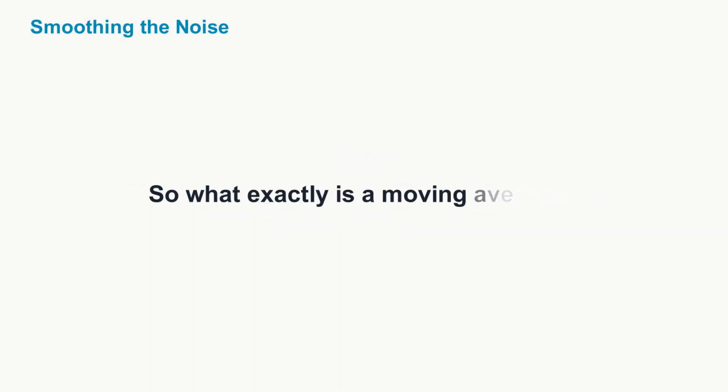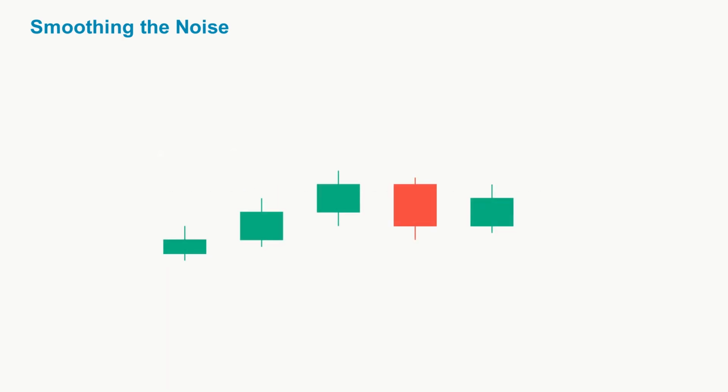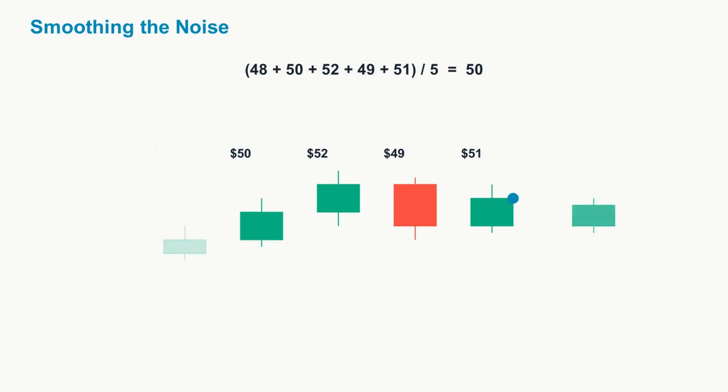So what exactly is a moving average? It's the average closing price over the last n bars, and it moves forward as each new bar closes. Let's build one. Take the last 5 closing prices. Add them up, divide by 5, that's 1 point on the line. A new bar closes, drop the oldest, add the newest, recalculate, that's your next point. Do this every day and you get a line, the moving average.